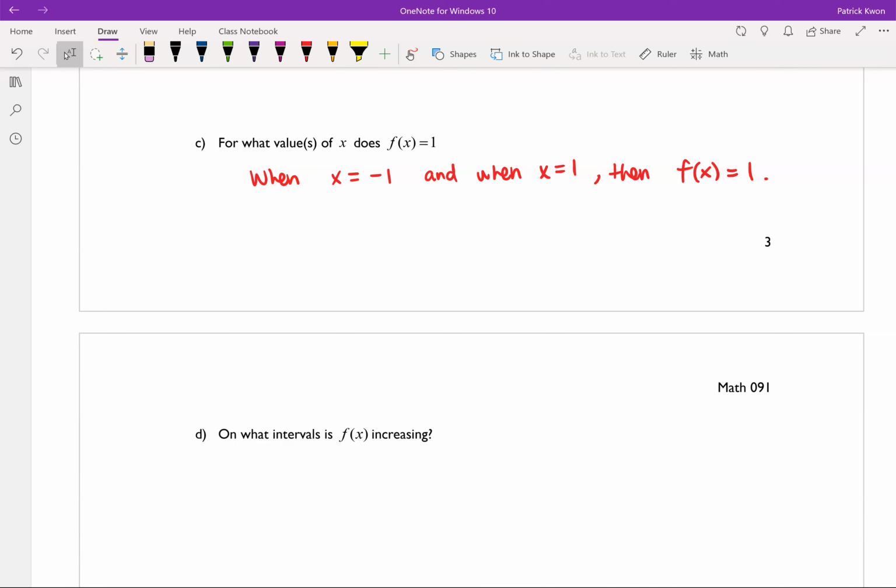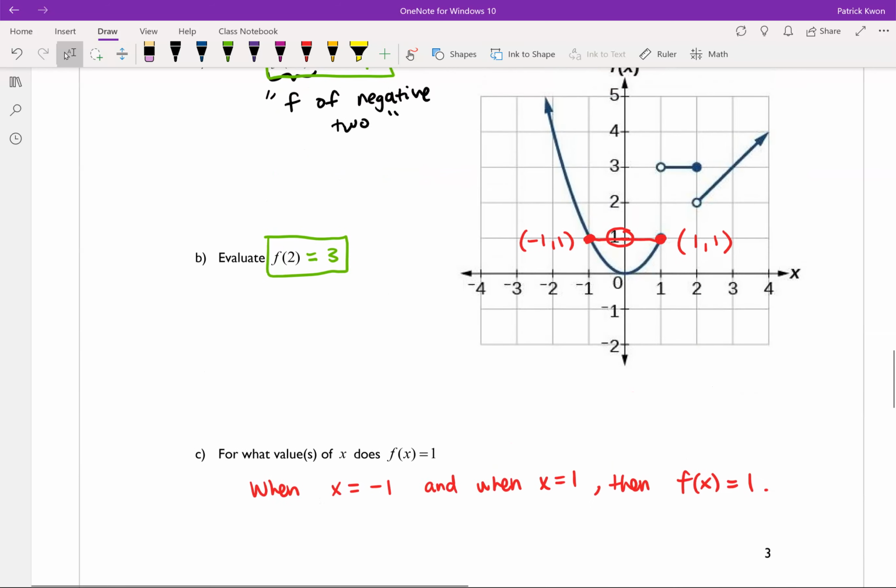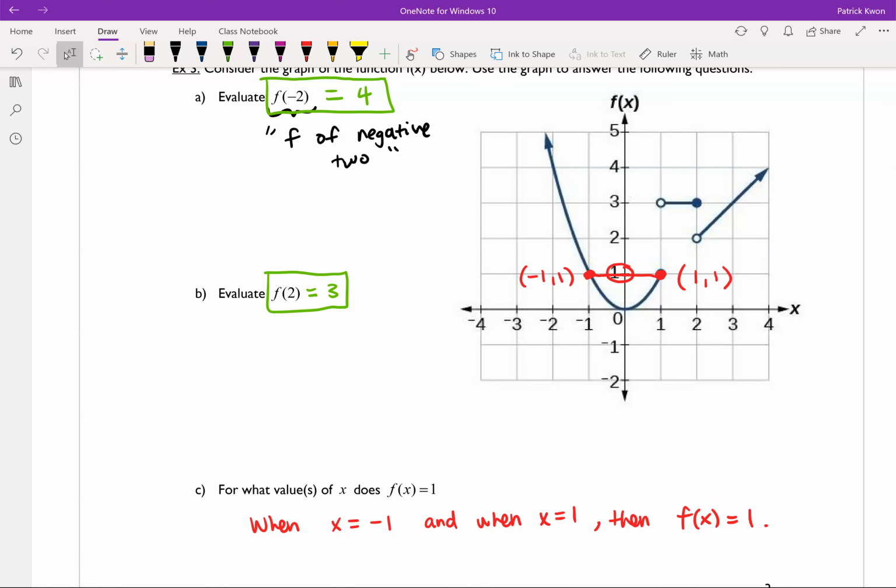Part D asks us on what intervals is f of x increasing. Now, remember, just like in English, we read from left to right. Similarly, we do the same thing when we are reading a graph in mathematics. And so just like you would imagine, a graph is increasing when it's going upwards, reading from left to right. So I'm going to highlight the portion on the graph when that's happening.